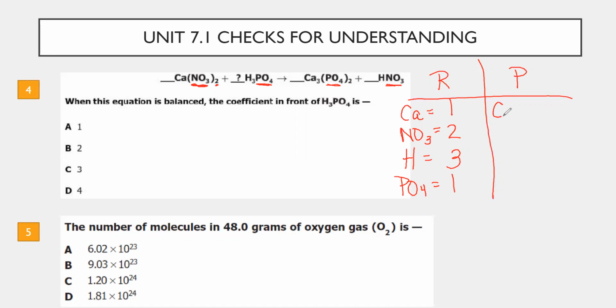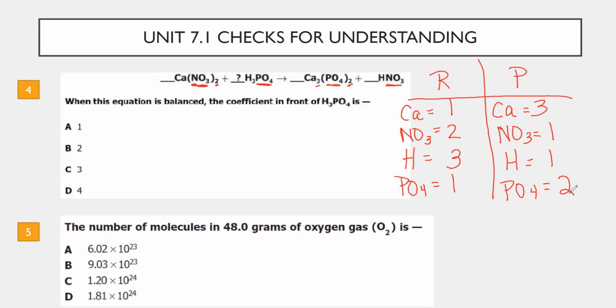All right, let's do our product side. Calcium, we have 3. And our NO3, there's only 1 of those. For hydrogen, there's only 1 of those. And then for PO4, if you look, you have a subscript outside the parentheses there, so you have 2 of those on the product side.